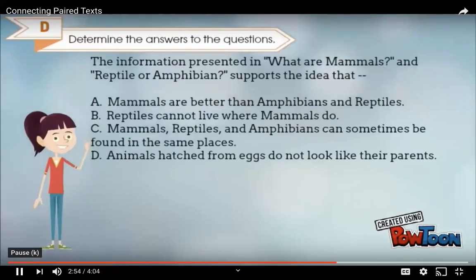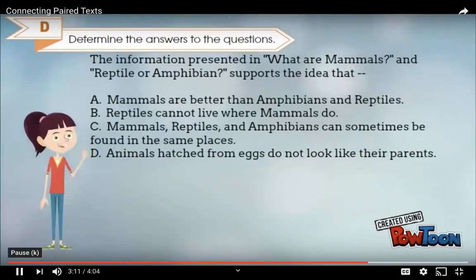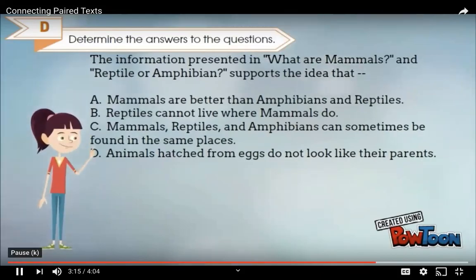Finally, we determine the answers to the questions. The information presented in What Are Mammals and Reptile or Amphibian supports the idea that A. Mammals are better than amphibians and reptiles. B. Reptiles cannot live where mammals do. C. Mammals, reptiles, and amphibians can sometimes be found in the same places. Or D. Animals hatched from eggs do not look like their parents. The answer you should have chosen was C.